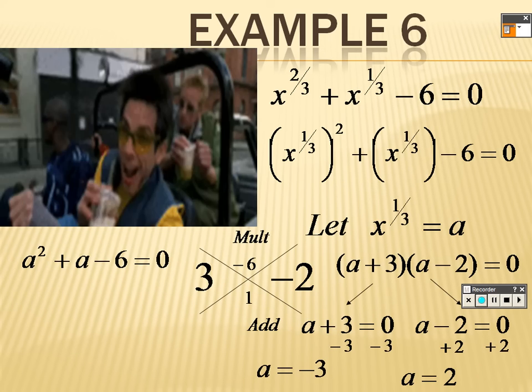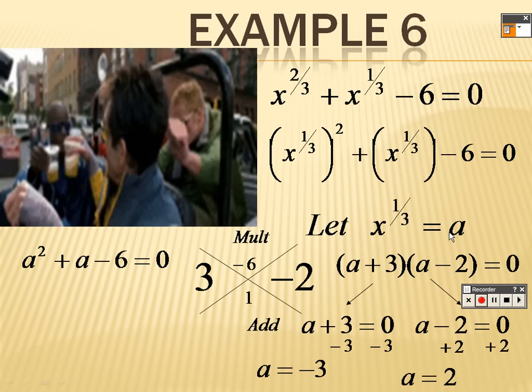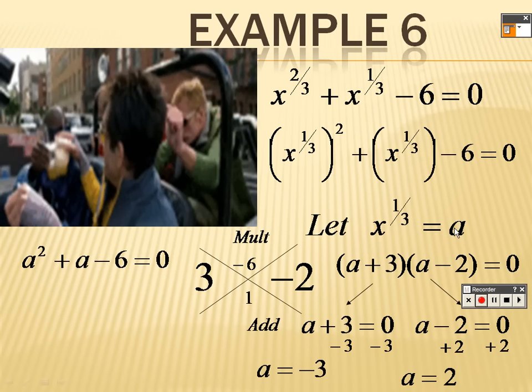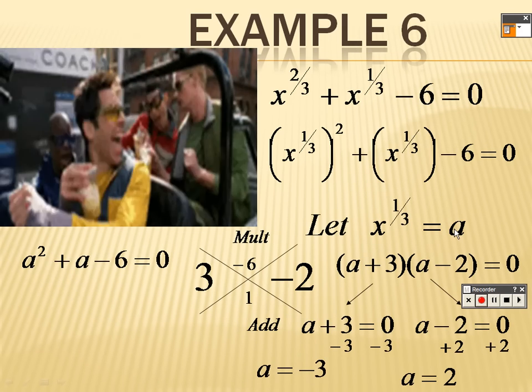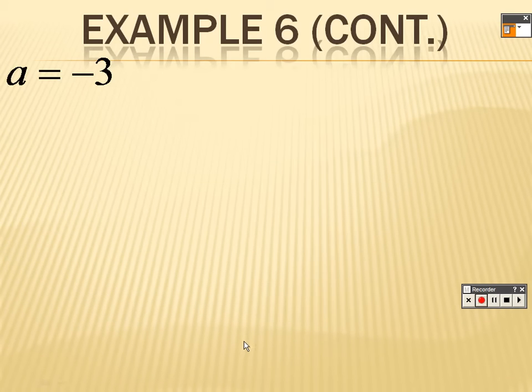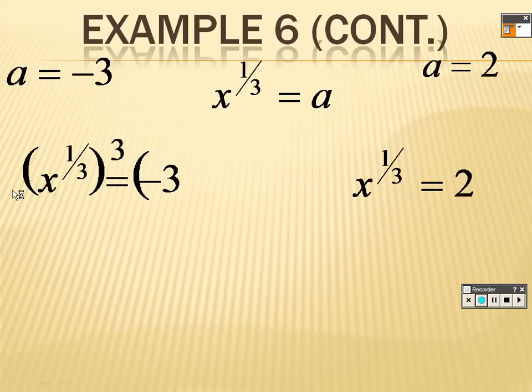Except this problem is not being solved in terms of a, it's being solved in terms of x's. And we said that everywhere where there was x to the 1/3, we put an a, so now I'm going to resubstitute, but backwards. So now, I'm putting that x to the 1/3 back in everywhere. So it's actually going to be x to the 1/3 equals -3, and x to the 1/3 equals 2. So to get rid of a third, you actually have to cube everything. So I cube both sides, and that gets rid of that.